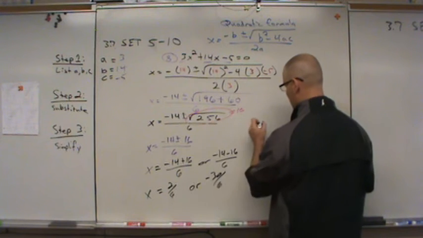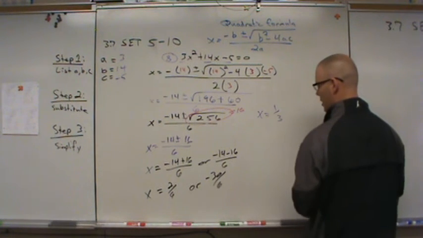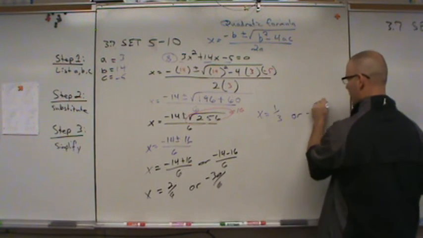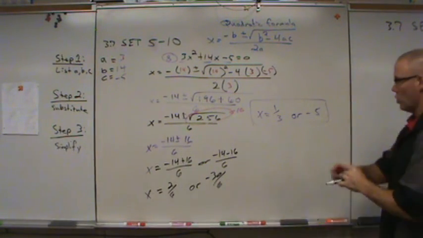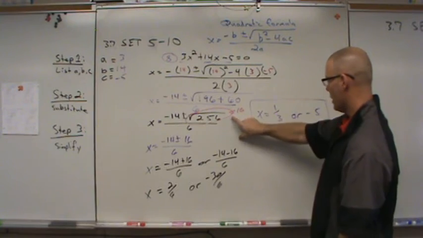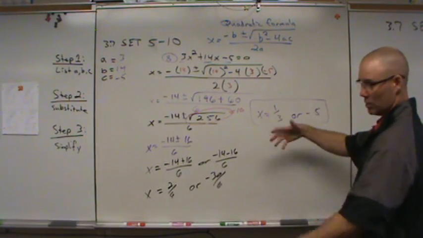So what do we get? x is equivalent to what? 2 over 6, don't tell me it's 3. You can tell me it's 1/3. And this becomes negative 5. So here are my two answers. Now, look at what we had. We had a whole number under the square root, and I still ended up with one answer as a decimal, essentially. 1/3 is a decimal. So I had a decimal and a whole number.